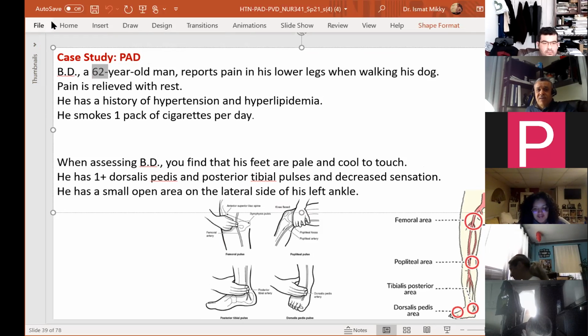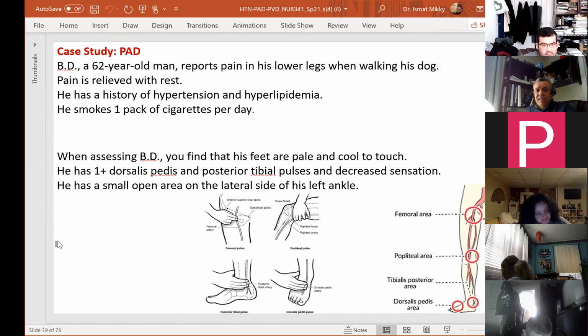So all of these are risk factors, and the more risk factors, the higher the risk of developing the PAD. Now, what symptoms does the patient exhibit? Pain in his lower legs, which is the intermittent claudication. The patient experiences pain in the lower extremities when they walk, and then as they stop or rest, that pain will be resolved. So that's consistent with PAD.